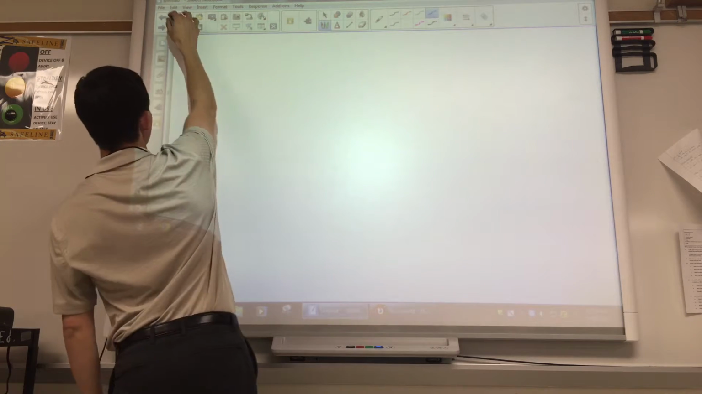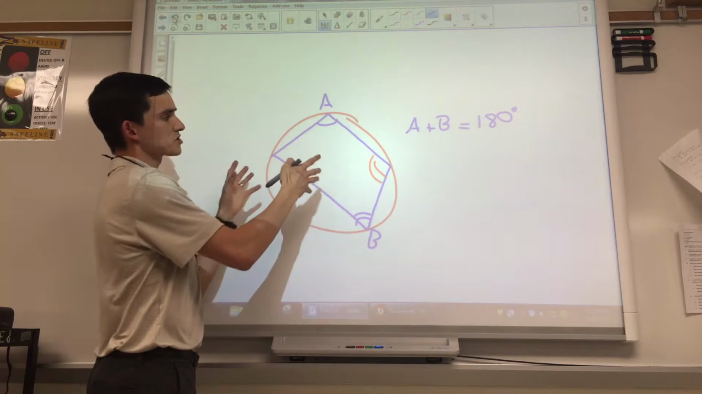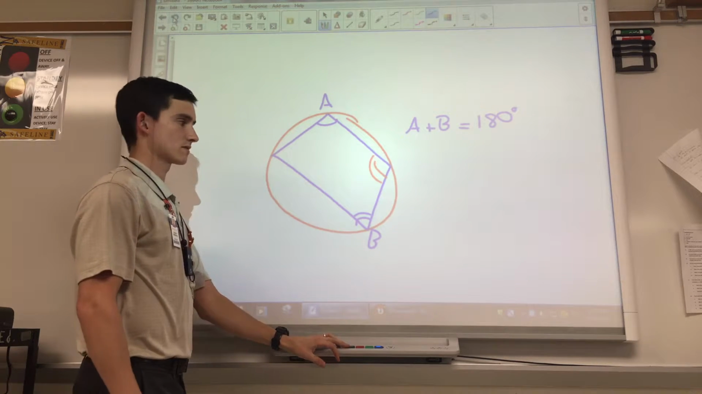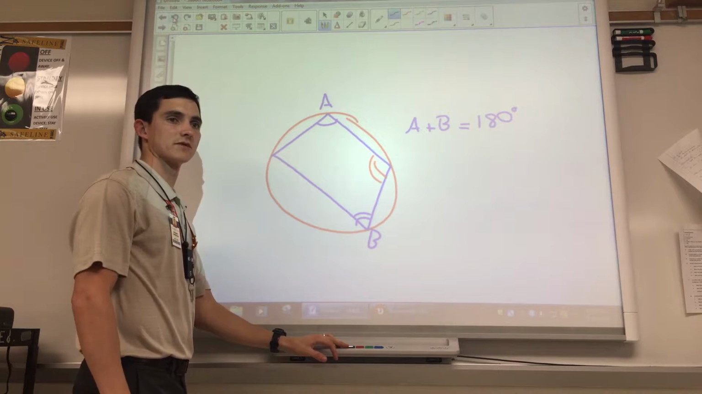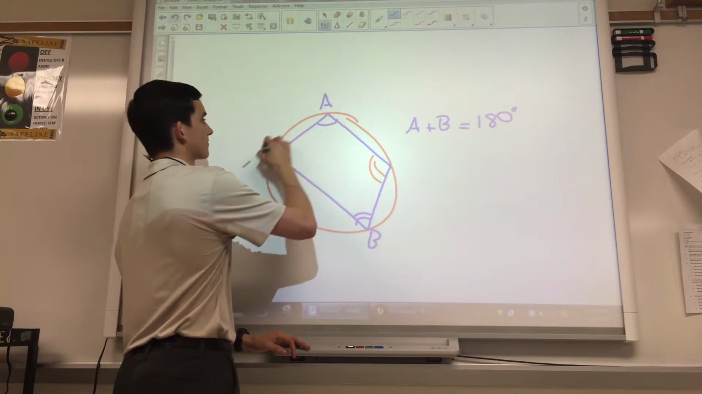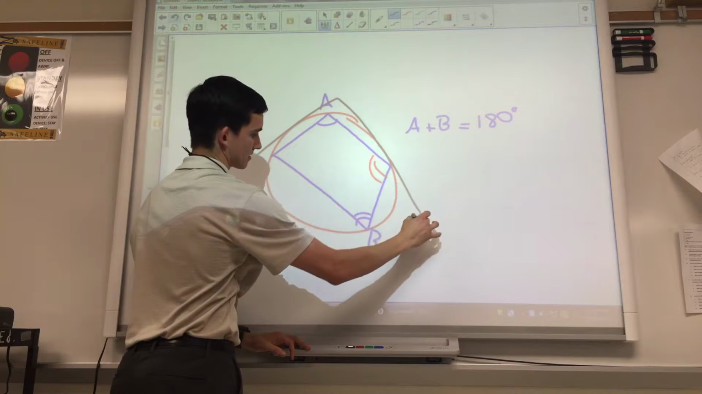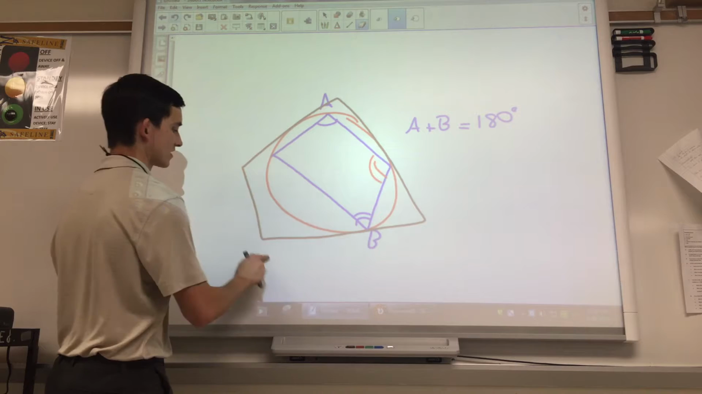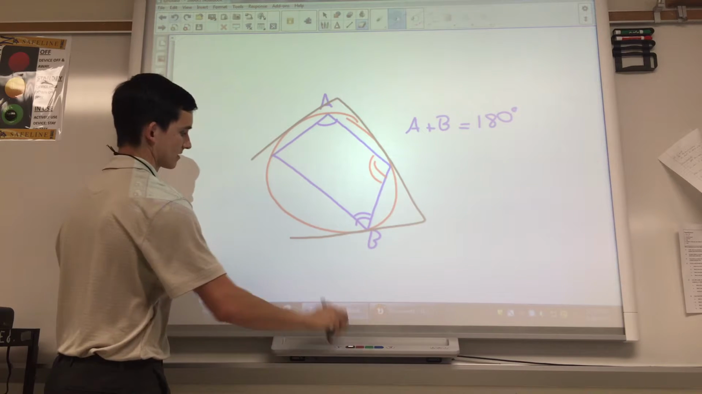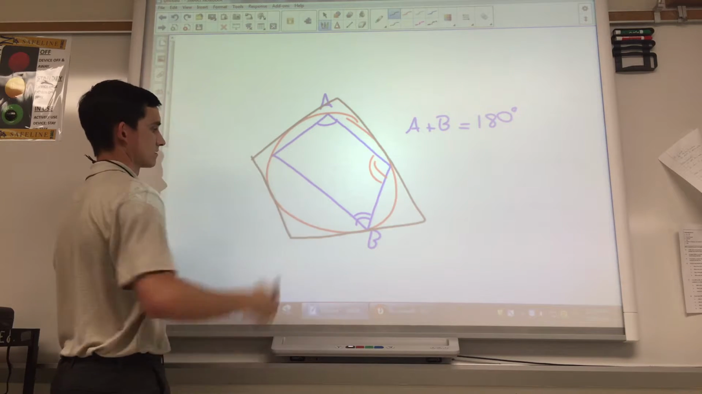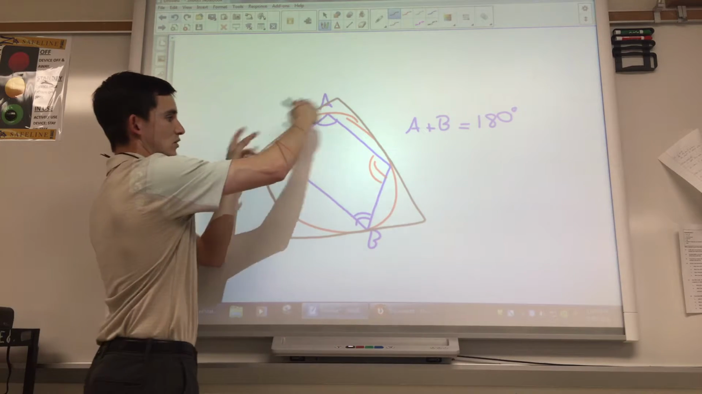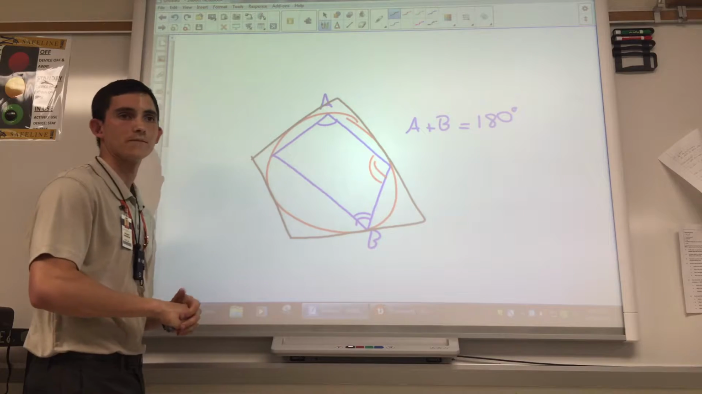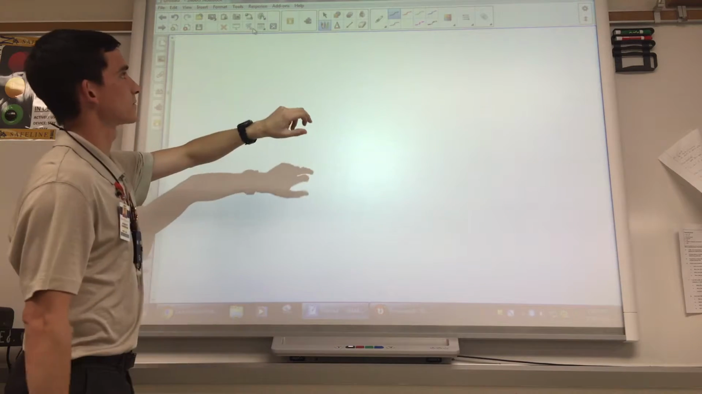Let's go back. Which is inscribed and which one's circumscribed? Inscribed is the quadrilateral. Yep. And circumscribed is the circle, right? Now, if I put a quadrilateral out here, the quadrilateral is the circumscribed one. So that would be a circumscribed quadrilateral. Inscribed in it would be the circle, right? Okay, cool.